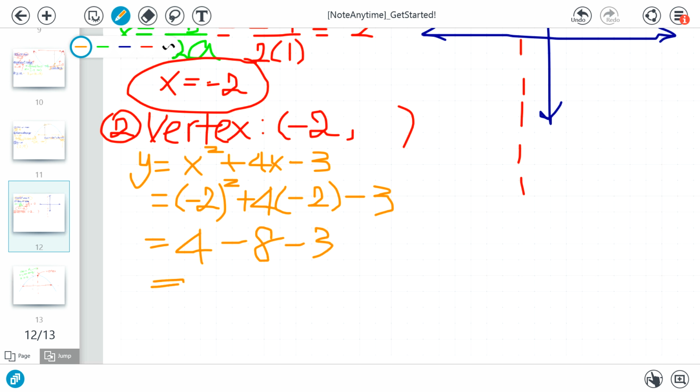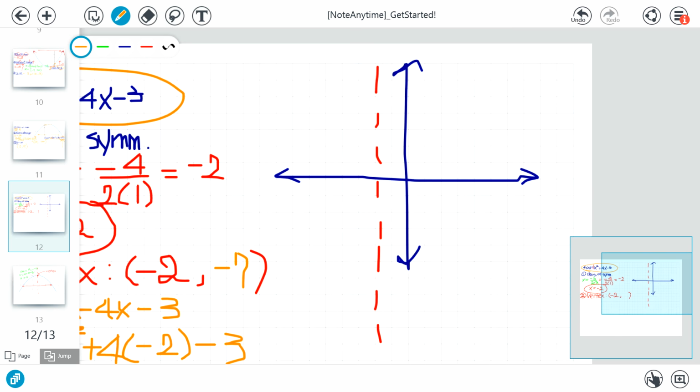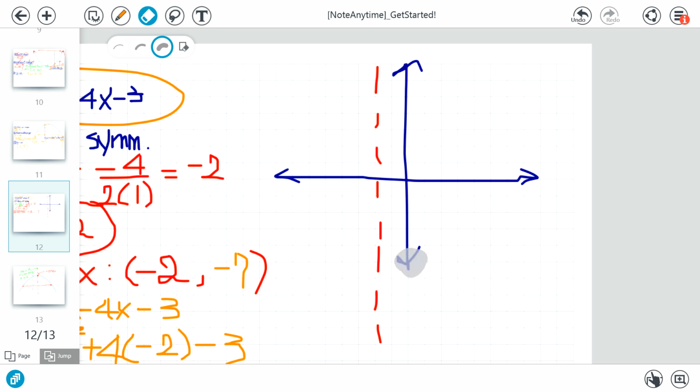So I'll end up getting what? Negative 4 minus 3, which will be equal to negative 7. And I probably don't even have room for that. Okay, so I'm going to end up having to stretch. So that's my vertex, which means my line will have to be a little bit longer than it was.